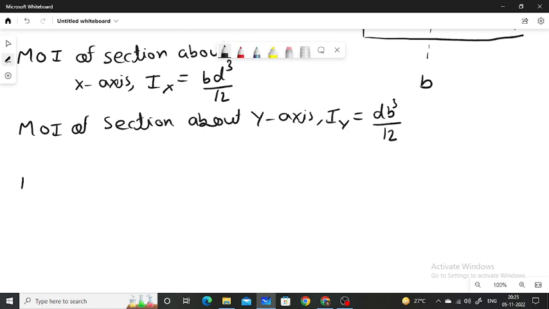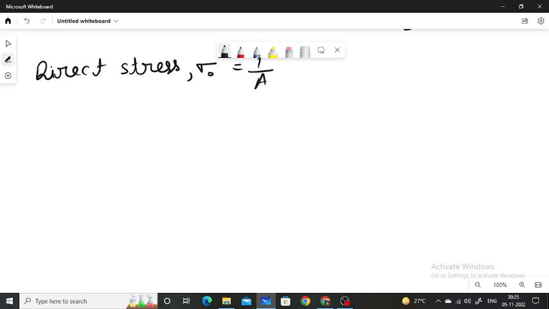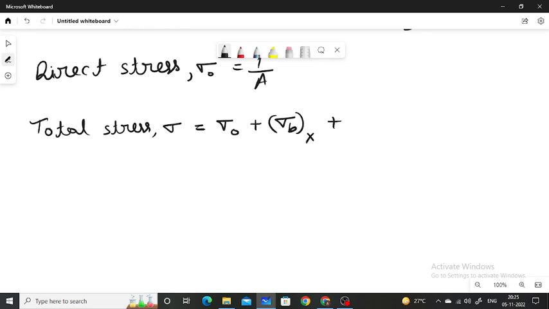Now the direct stress, sigma naught, will be equal to the load upon area. Total stress will be equal to the direct stress plus bending stress due to the bending moment about the x-axis plus bending stress due to the bending moment about the y-axis.